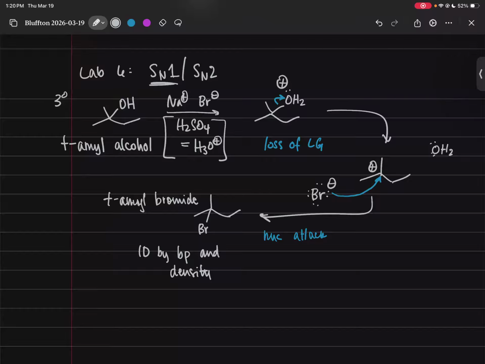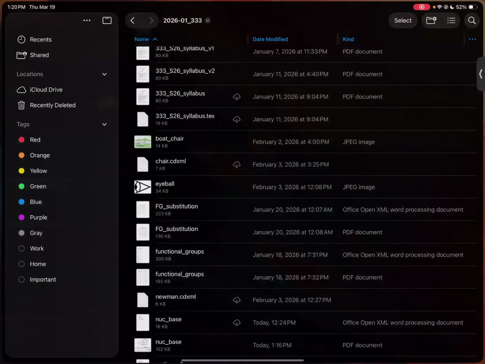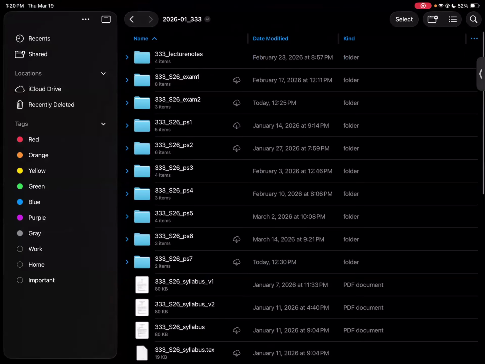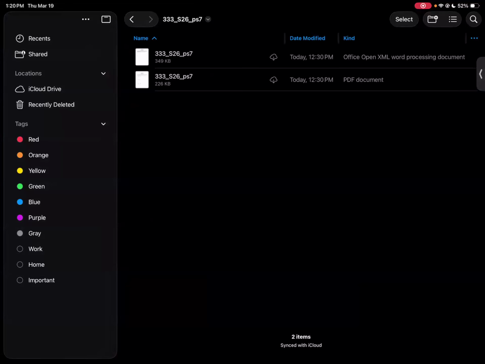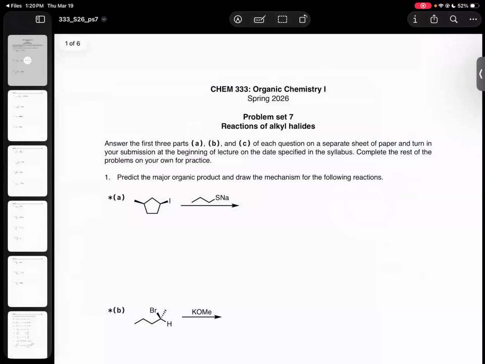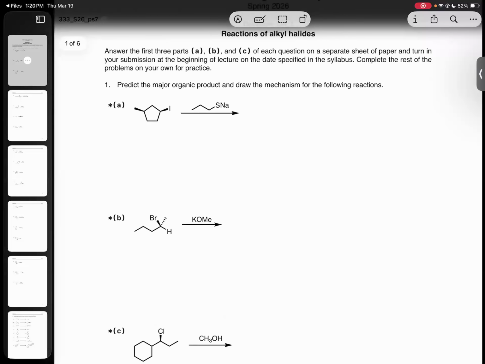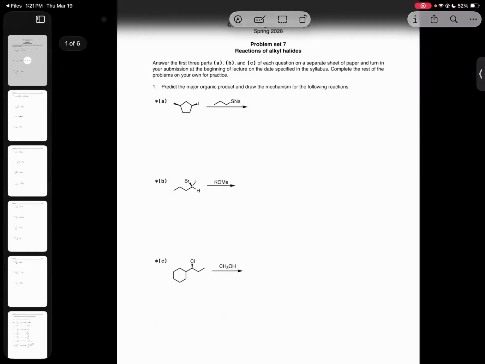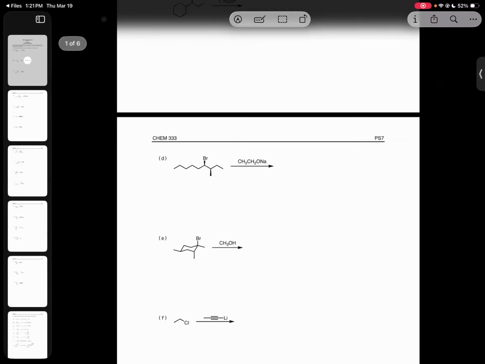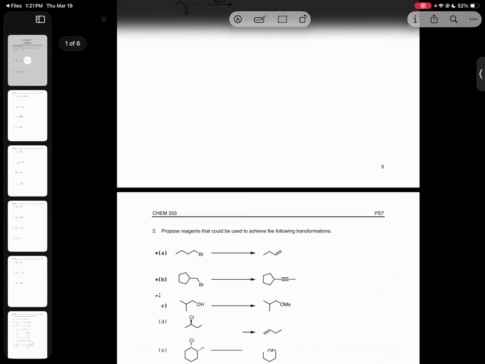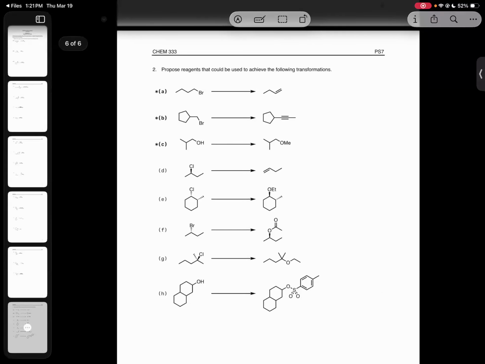Okay. I posted problem set 7 just a few minutes before class. Just two questions, but it's parts A, B, and C of each one. The first one is to predict the product and draw the mechanism. So that's basically the entire chapter, all of the concepts combined into one problem. There's lots of those for you to do. And then number 2 is propose reagents.